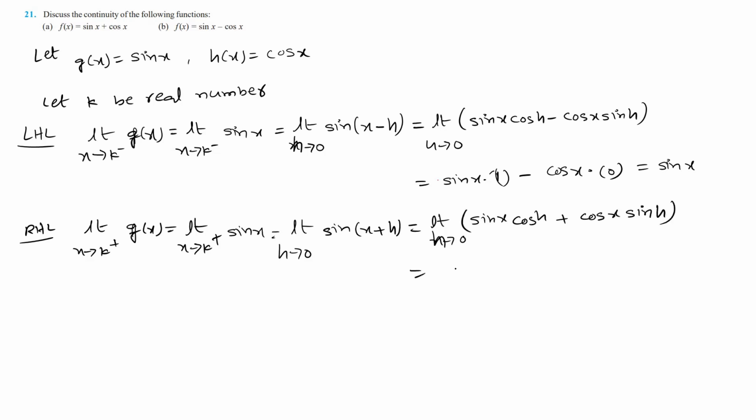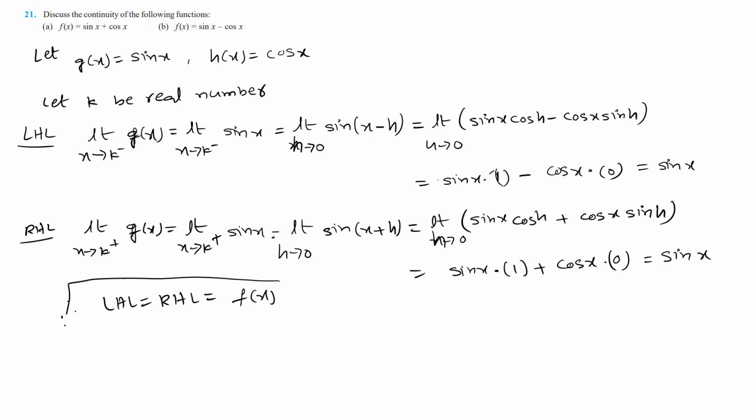If you substitute 0 here, sin x into cos h, cos 0 is 1, plus cos x into sin h, sin 0 is 0. So this value is sin x. LHL and RHL both are sin x only, and the value of the function is also sin x. Therefore LHL is equal to RHL is equal to g of x. So this is a continuous function. Therefore, sin x is a continuous function.